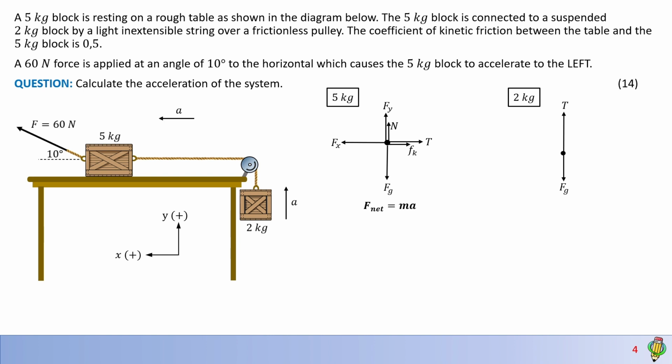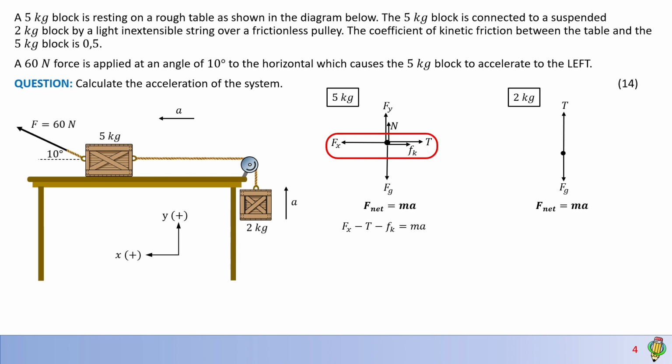So now we write Newton's second law for both of them. We're going to look at the forces in the direction of acceleration to substitute for F net. Fx is going in the direction of acceleration. Tension and kinetic friction are going in the opposite direction of acceleration. That is why we have them as negatives, all equal to ma.